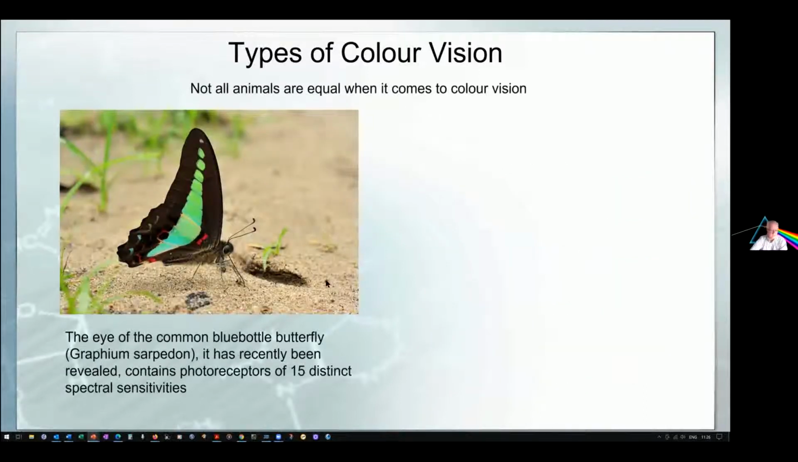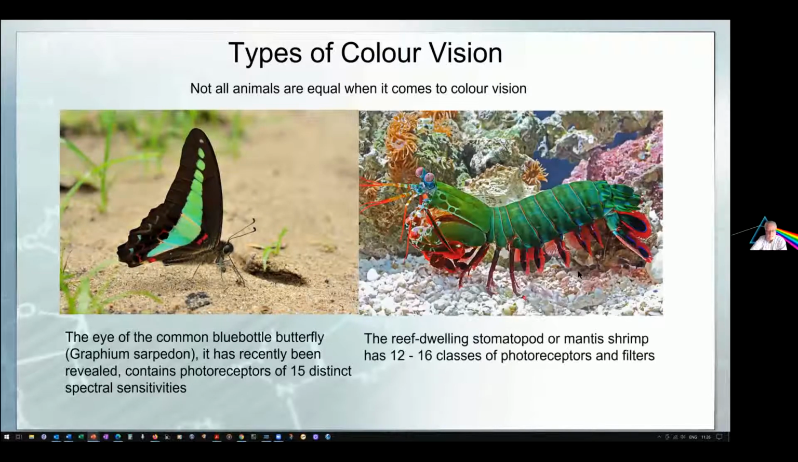So this is common blue bottle butterfly, has 15 distinct spectral sensitivities. And this mantis shrimp has between 12 and 16. They're still investigating this creature. And you would think that underwater, being able to see in something like UV wouldn't be particularly good because water absorbs most UV. But they reckon that the receptors are actually mainly orientated with detecting polarization of light, a bit like Polaroid sunglasses.